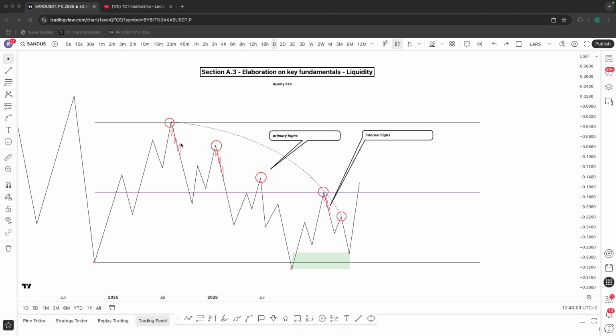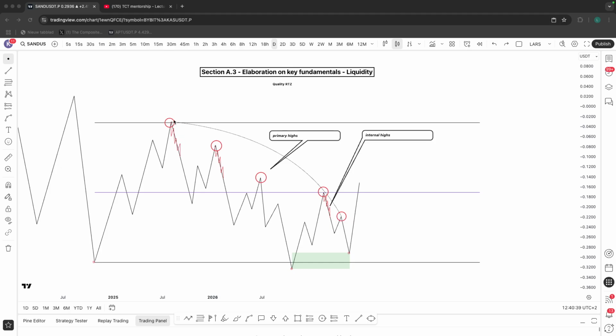Your internal highs do not need to be actual valid market structure pools. They can also simply be individual candle highs getting stacked, where just the high of each candle here is going lower than the previous candle high. It doesn't need to be valid structure. They're just highs from an individual candle perspective getting stacked.